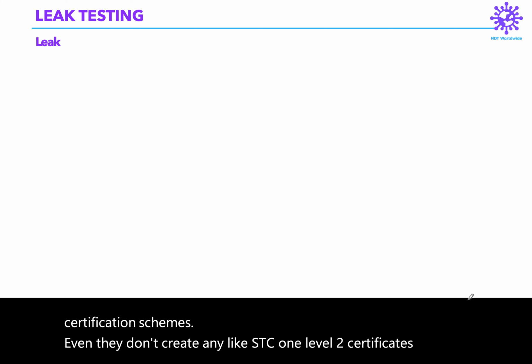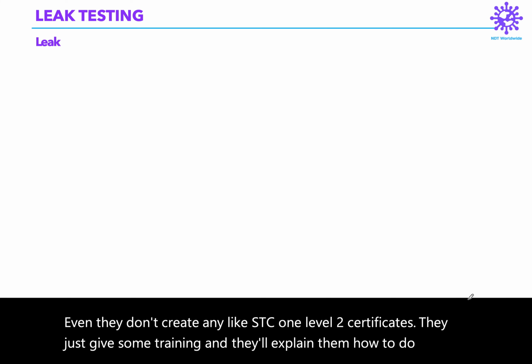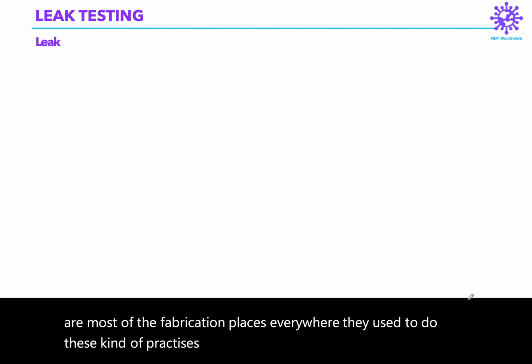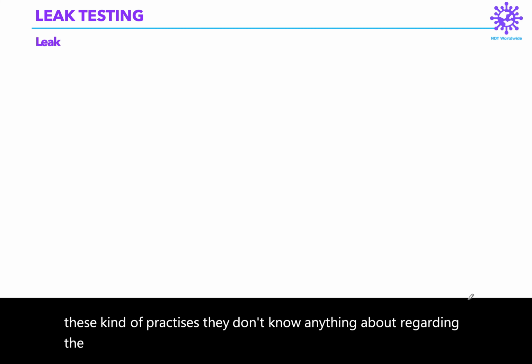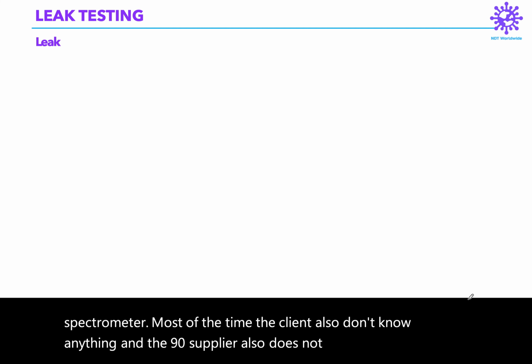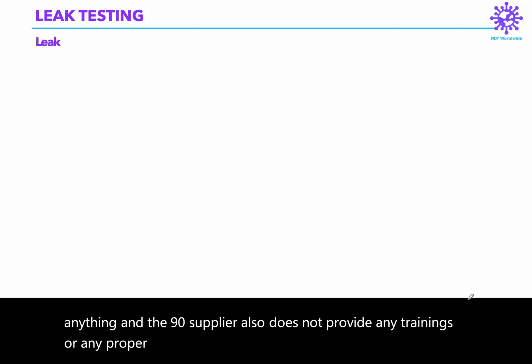They just give some training and explain how to do it, and these people do the testing blindly. Most of the shipyards and fabrication places everywhere follow these kinds of practices. They don't know anything about the qualification process. They just use normal technicians, give them 1 or 2 days of training, and that person will do the leak testing, especially vacuum box leak testing and helium mass spectrometer. Most of the time the client also doesn't know anything, and the NDT supplier also does not provide any training or proper qualification schemes.